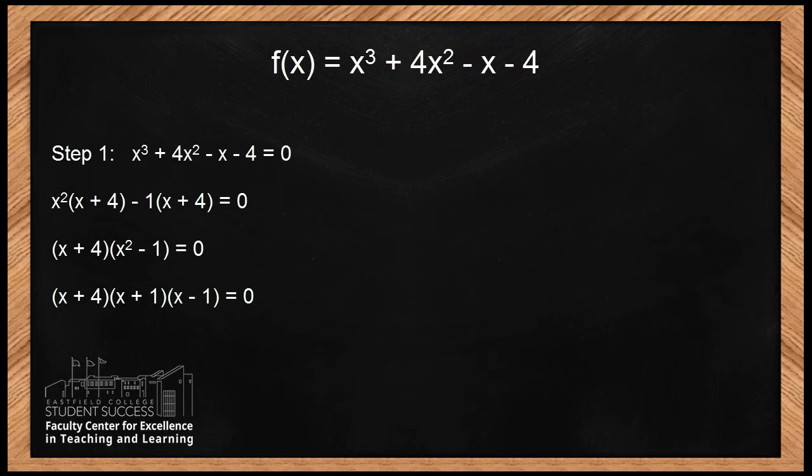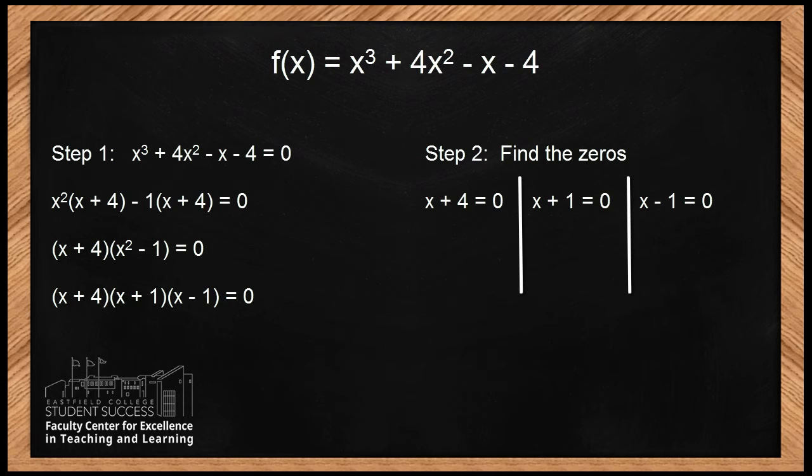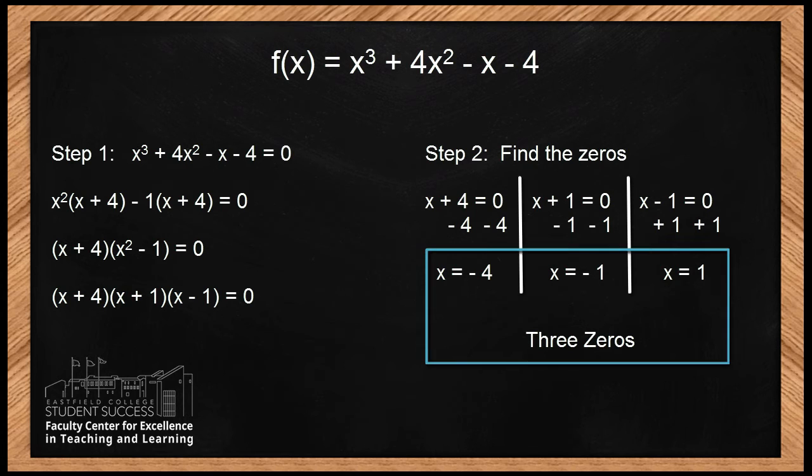Now our goal is to actually answer the question. Find the zeros. Step number 2. When we find zeros of a polynomial function in factored form, we take each factor and we set it equal to 0. When we take x plus 4, make it equal to 0. Let's solve for x. Subtract 4 from both sides. Our x is -4. Let's solve the other two. Subtract 1 from both sides, and x equals -1. When we solve the third one, add 1 to both sides, and x is 1. We have 3 zeros.